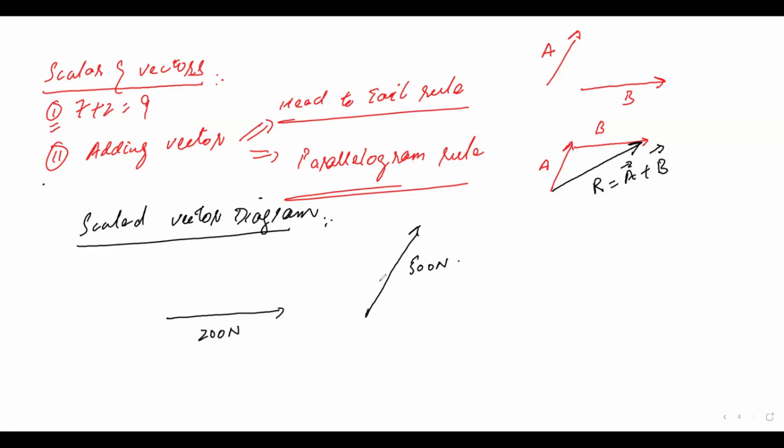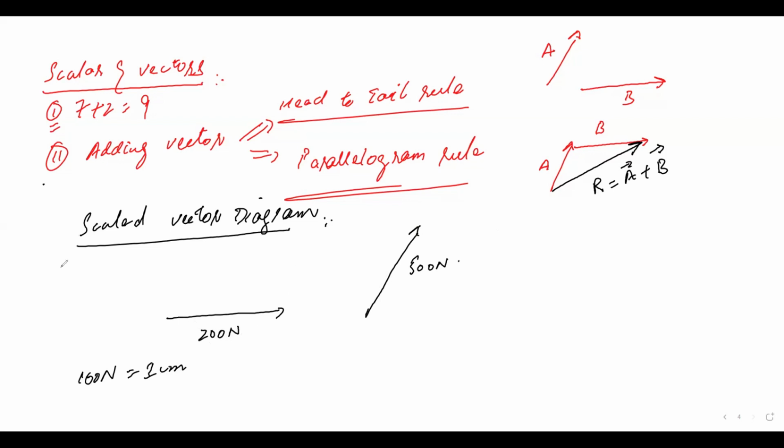So first of all, we need some sort of a scale, right? And what scale am I going to use over here? I've got 100 newtons, and 100 newtons would be equal to 1 centimeter. So 100 newtons would be equal to 1 centimeter, and I can simply sketch them up. 200 newtons would be equivalent to 2 centimeters, right?